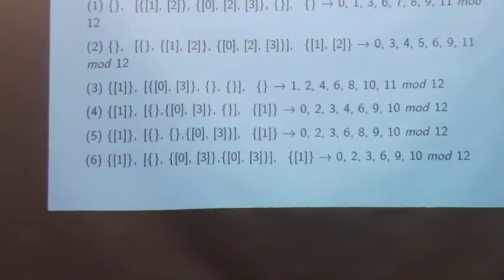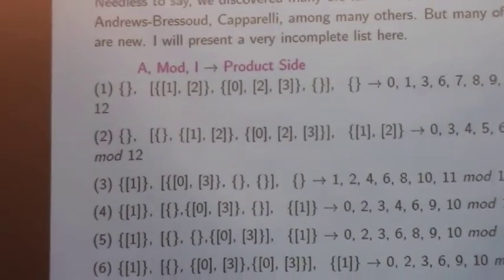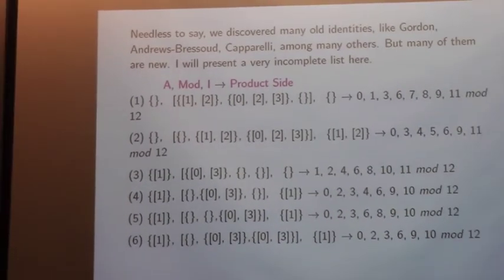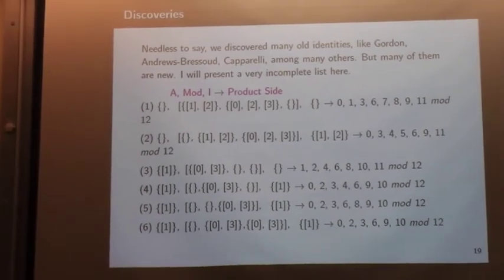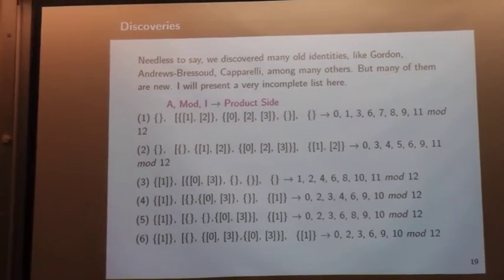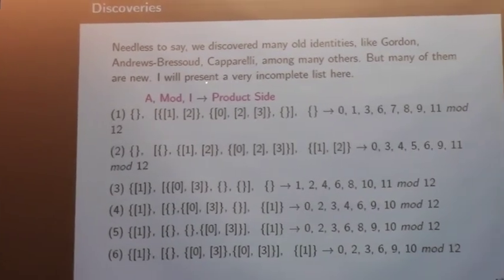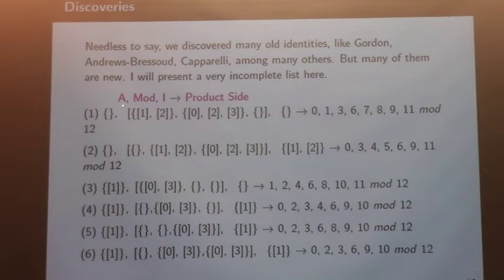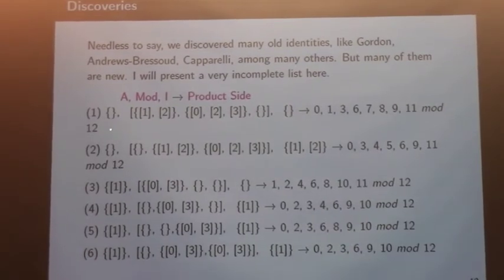Needless to say, we discovered many old identities like Gordon, Andrews, Capparelli, among many others. But many of them are new or seem to be new. The way we test whether they are new is we put the corresponding sequence into OEIS, we look in the literature, and we ask people. Here I will present a very incomplete list. The order goes from A mod I to the product side. Just have a look at them.